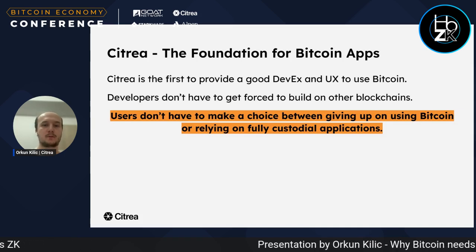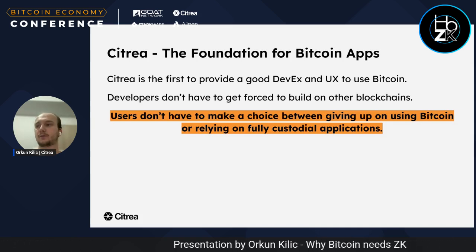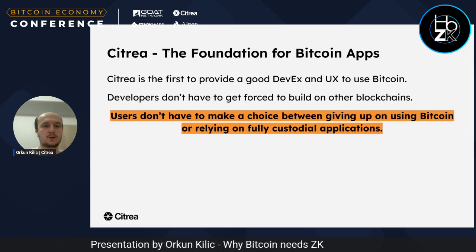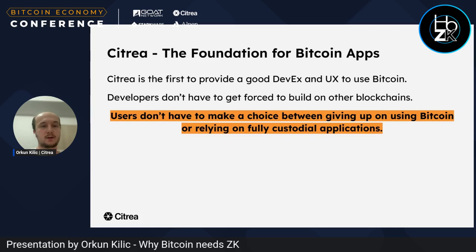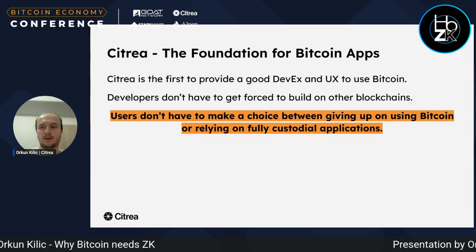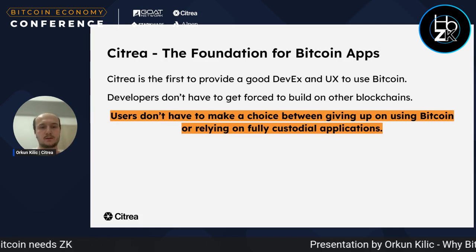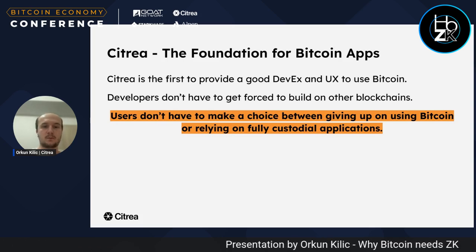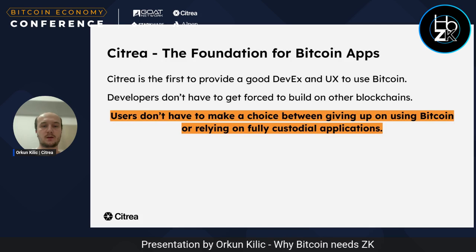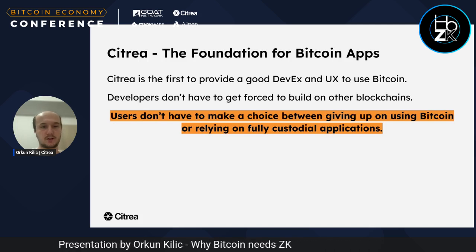He created Ethereum, and then Joy built on top. But what if we could do all of these on Bitcoin? Then why build on another blockchain? So this is basically how we started to build Citrea, because users don't have to make a choice between giving up on Bitcoin or relying on fully custodial applications.